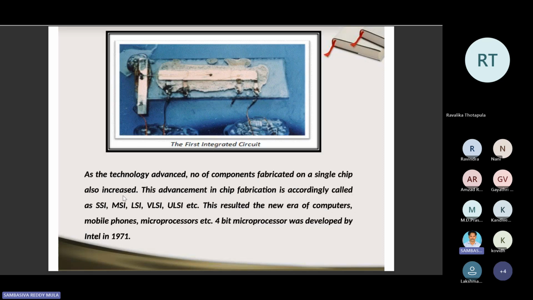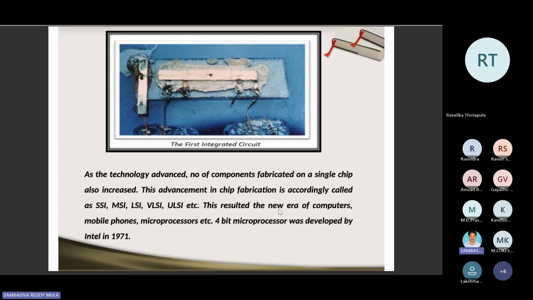Miniaturization means reducing the size. So this is the first generation integrated circuit. As the technology advanced, the number of components fabricated on a single chip also increased. This advancement in chip fabrication is accordingly called small scale integration. SSI represents small scale integration, followed by medium scale integration, large scale integration, very large scale integration, ultra large scale integration, etc.